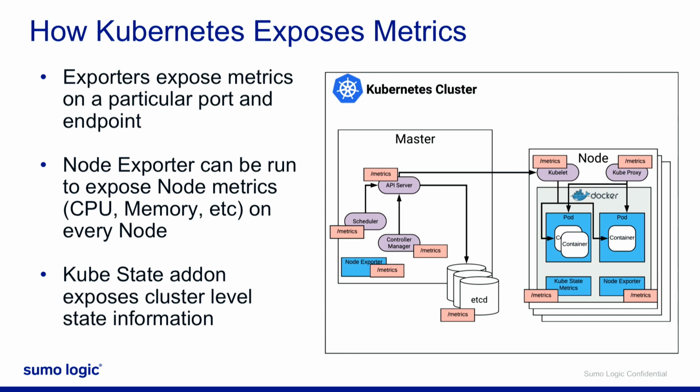For nodes, Prometheus can utilize something called a node exporter, which provides host level metrics like the CPU and the memory utilization, which can be useful for monitoring the health of your nodes.